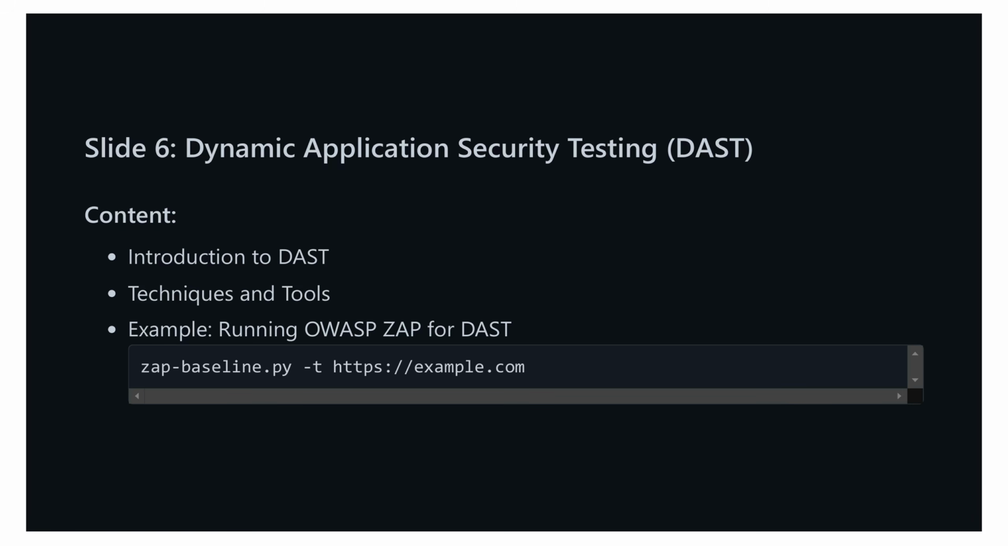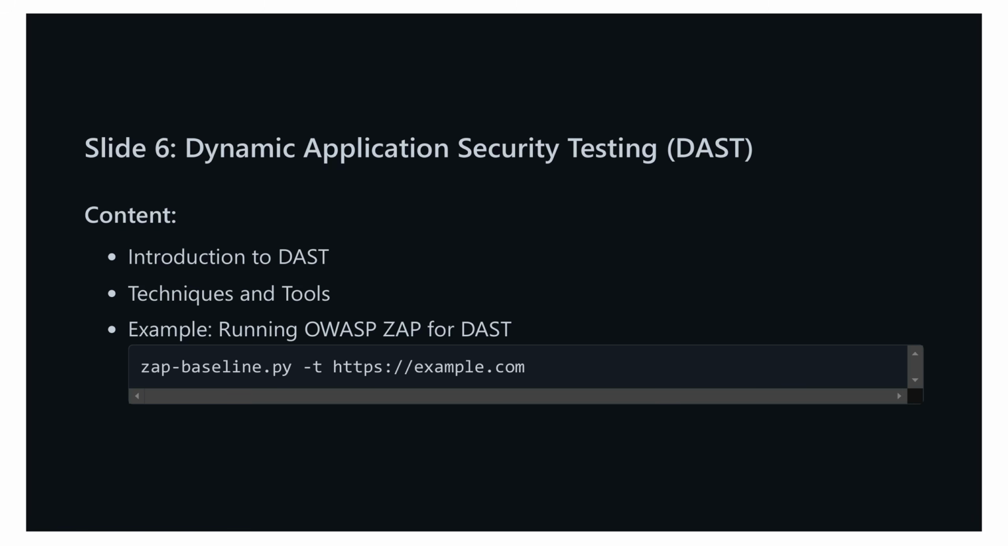DAST is a type of black box security testing that simulates external attacks on an application while it is running to identify security vulnerabilities. This technique allows us to see the application from an attacker's perspective and find security flaws that might be missed by other testing methods. There are numerous tools available for DAST, and one popular tool is OWASP-ZAP. OWASP-ZAP is an open-source tool that helps in finding security vulnerabilities in web applications.